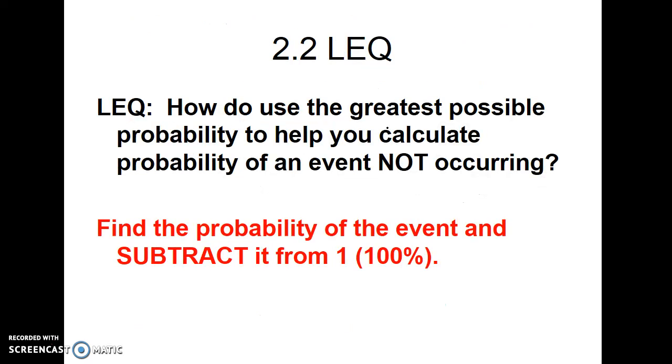So here is the answer to the LEQ. How do you use the greatest possible probability? You find the probability of an event, and then you subtract that away from 1, and that will tell you what the probability is of it not occurring.